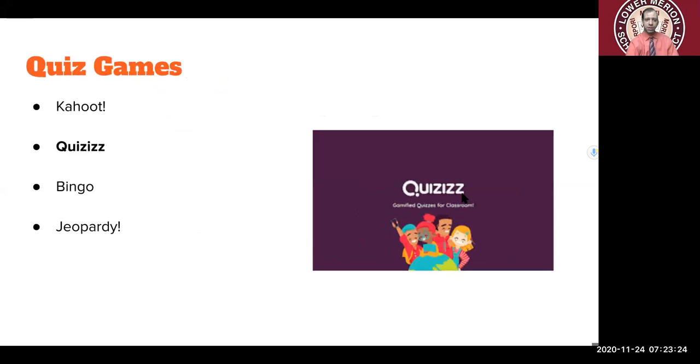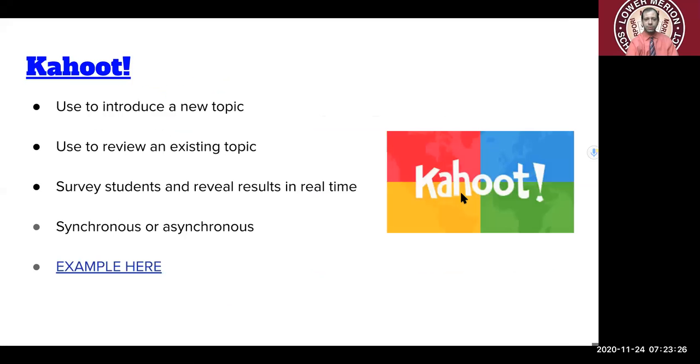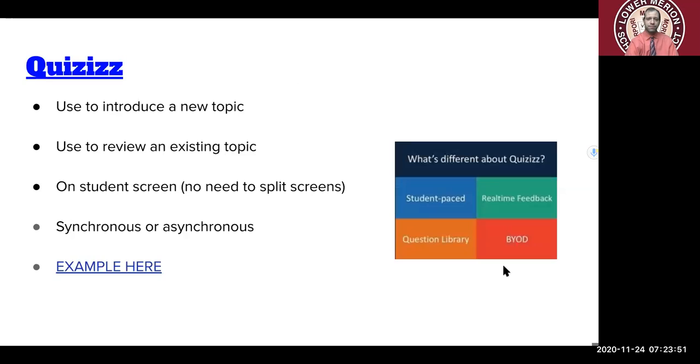And you're likely familiar with a lot of these quiz games. You can use Kahoot many different ways. One of the ways that is uncommon is to survey students and reveal their results in real time. So to ask them questions, and there's no right or wrong answer, but to actually show whose favorite color is red or blue or green or yellow, and have it pop up, and the students can see how their classmates compare to them.